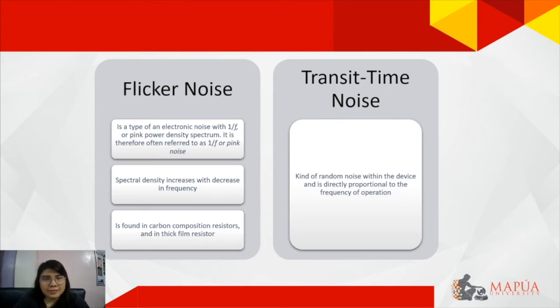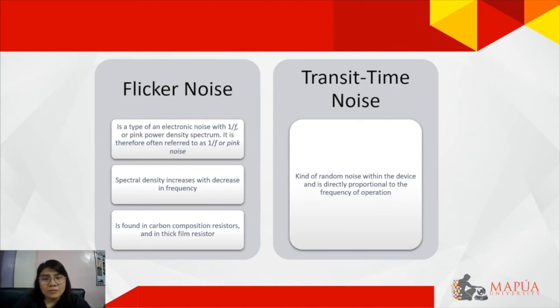Next is transit time noise. Transit time is the duration of time that it takes for a current carrier, such as a hole or current, to move from the input to the output. The devices themselves are very tiny, so the distances involved are minimal. The time it takes for the current carriers to move even a short distance is finite.